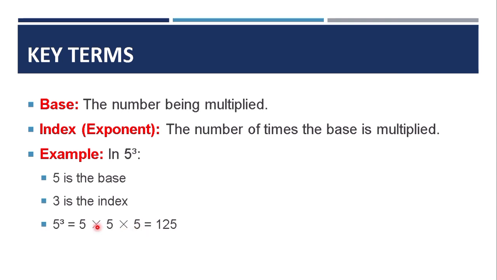And if you multiply 5 by 5, you get 25. If you multiply the 25 by 5, you get 125.